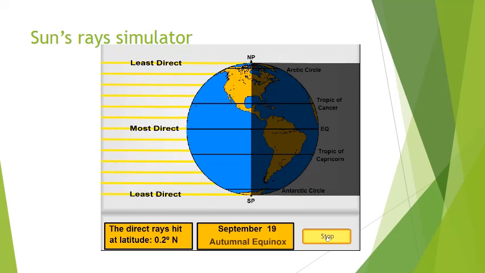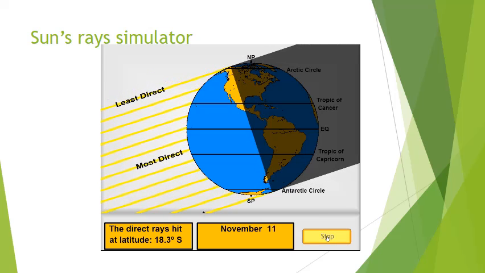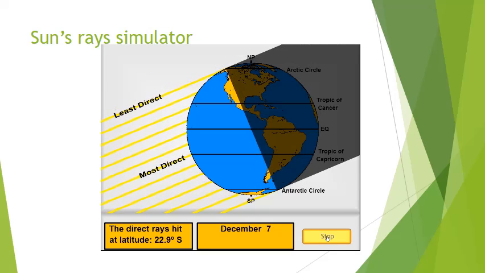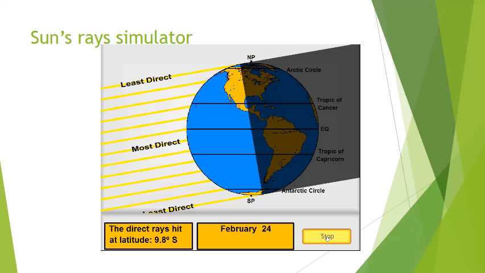When the sun is on the celestial equator, that means that the equator gets the greatest amount of sunshine on the equinox. And then as we get into the winter time, when you get to the winter solstice, it's the Tropic of Capricorn that's receiving the most direct light.